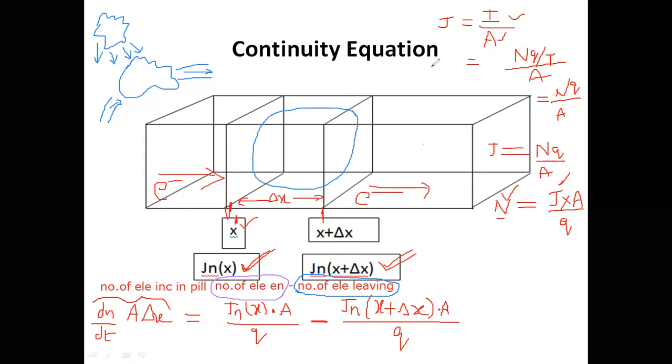Let us suppose Gn is the generation of electrons in the semiconductor. I want to know electrons generating in this pillbox only, not the total semiconductor. Then what do I have to do? I have to multiply by the pillbox having area A delta x. So Gn into A delta x gives me the electrons generating in the pillbox.